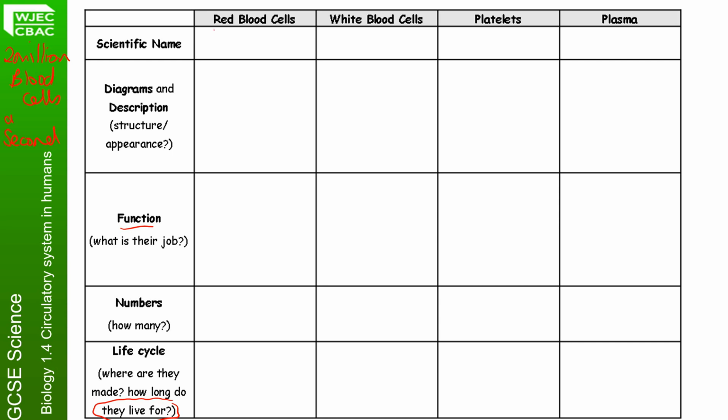If we start with our red blood cells first, their scientific name is erythrocytes. They won't be asking you to use these words in the exam, but I wanted you to do a little bit of a research type style activity. White blood cells are known as leukocytes. Again, if you go on to A level, you will learn these scientific names of these structures.